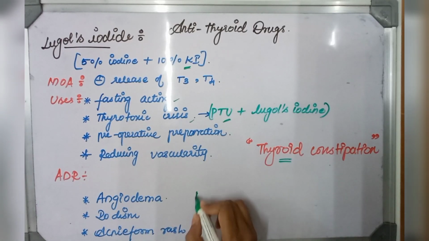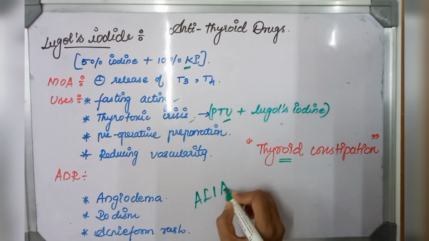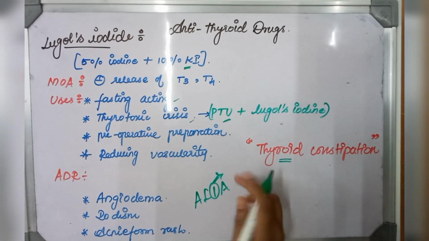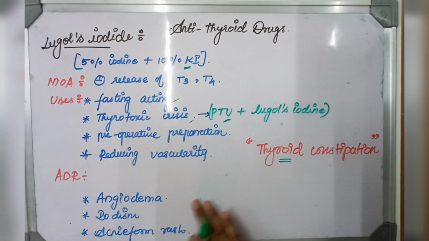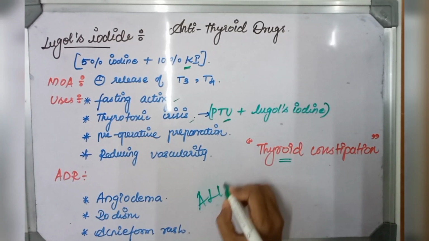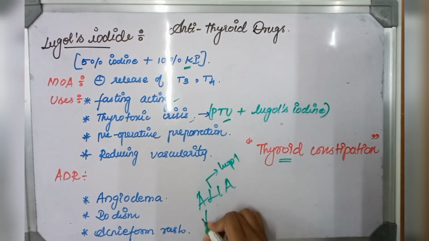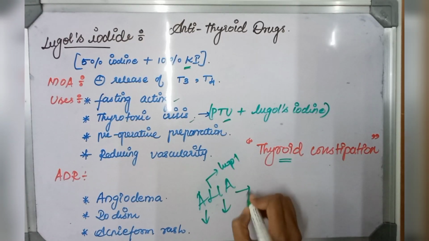So let us remember by ALIA. Here is ALIA for Lugol's iodine. L for Lugol, A for angioedema, I for iodism, and A for acneiform rashes.